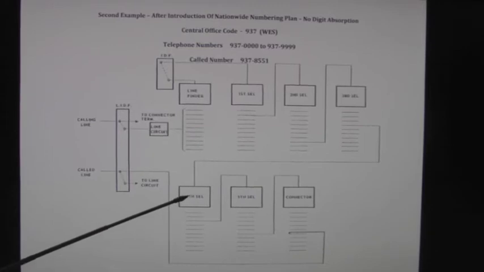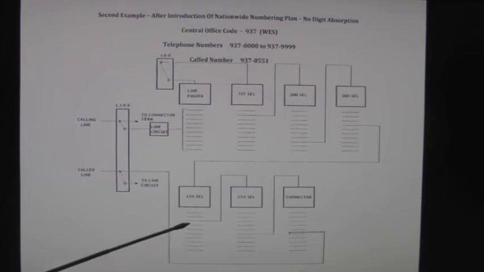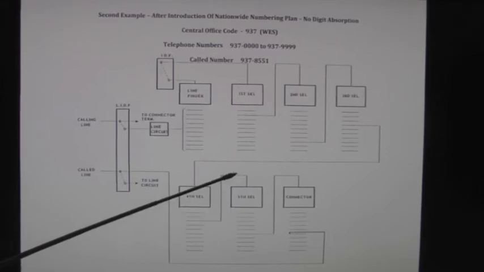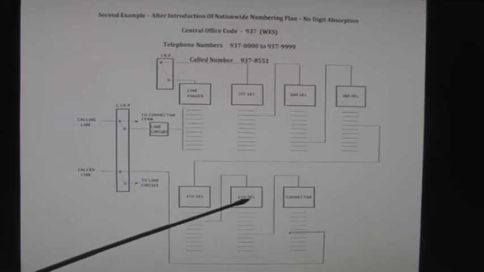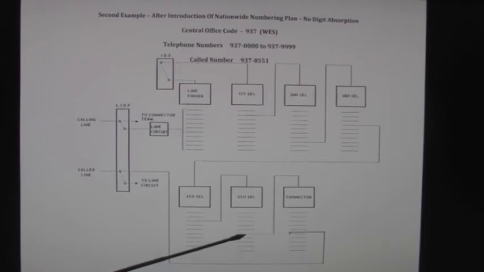The calling line is now going to dial the thousandths digit, which is an 8. So the 4th selector steps up to the 8th level and rotary hunts for an idle trunk to a 5th selector. Finds an idle 5th selector and the 5th selector is seized. And the customer now is going to dial the hundredths digit, which is a 5. So the fifth selector steps up to the fifth level and rotary hunts for an idle trunk to a connector.